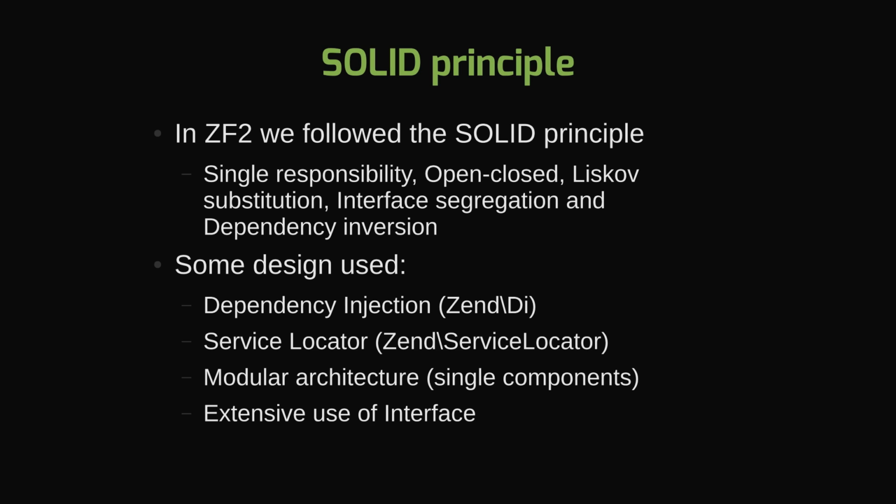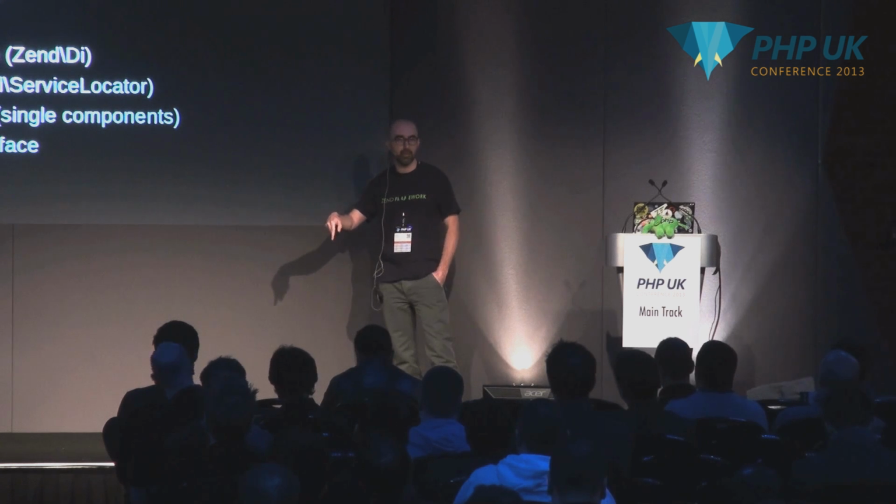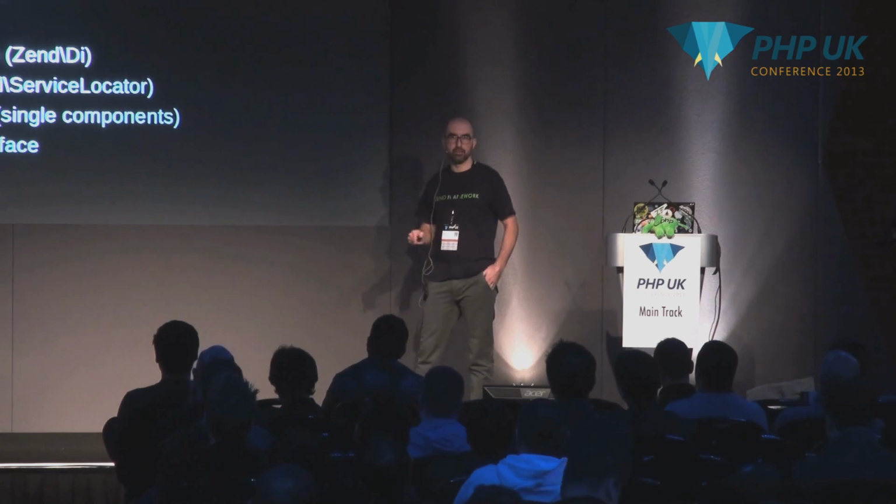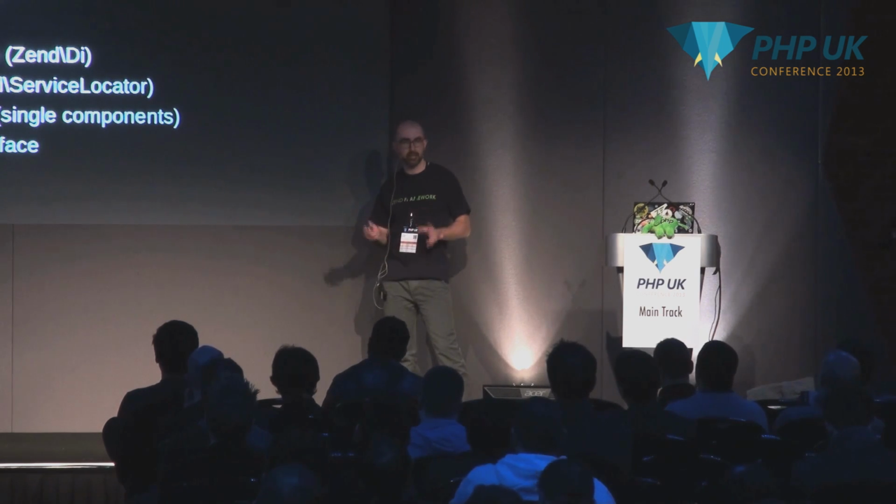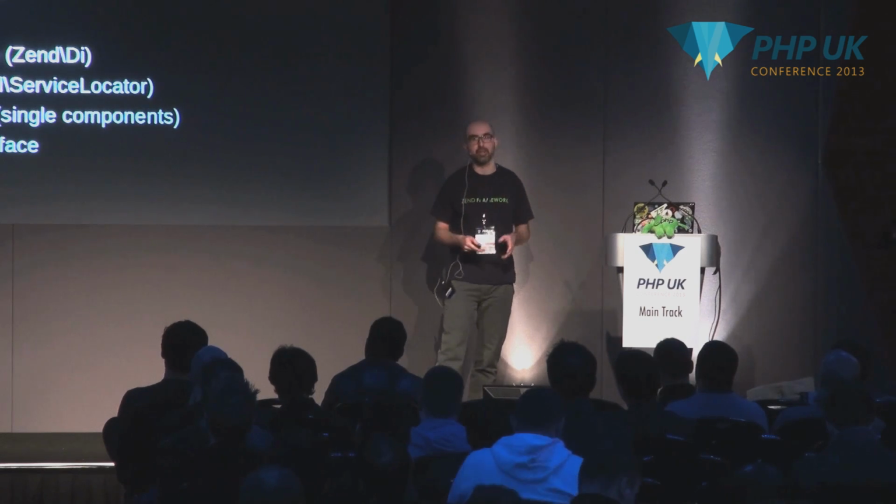So when we decided to rewrite the framework from scratch, first of all, why did we rewrite it from scratch? Because we jumped to PHP 5.3. So we used namespaces, we used closures, and so on. That's why Zend Framework 2 is not backward compatible with Zend Framework 1. It is a technical problem. Because we jumped to PHP 5.3, we decided, okay, we want to provide you the best architecture, the best flexibility for Zend Framework.